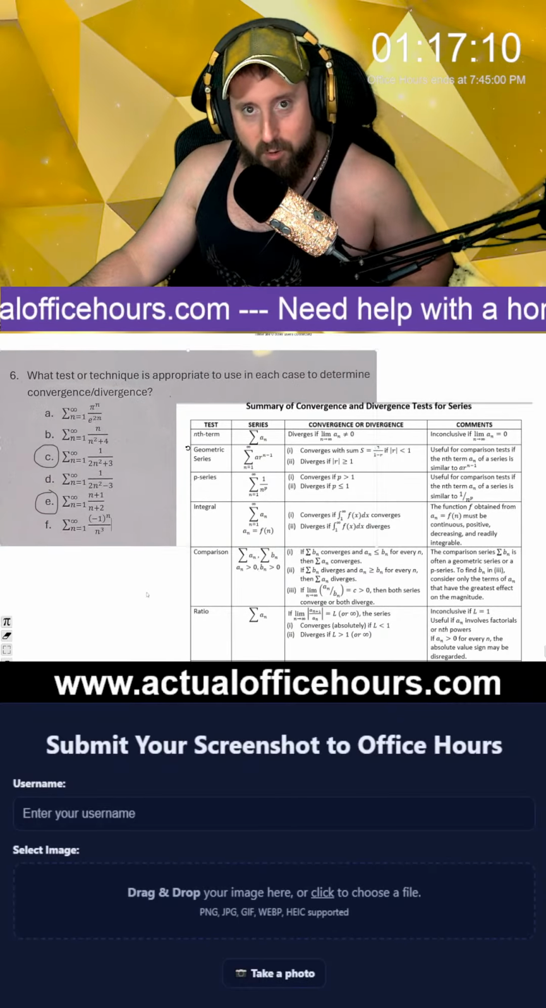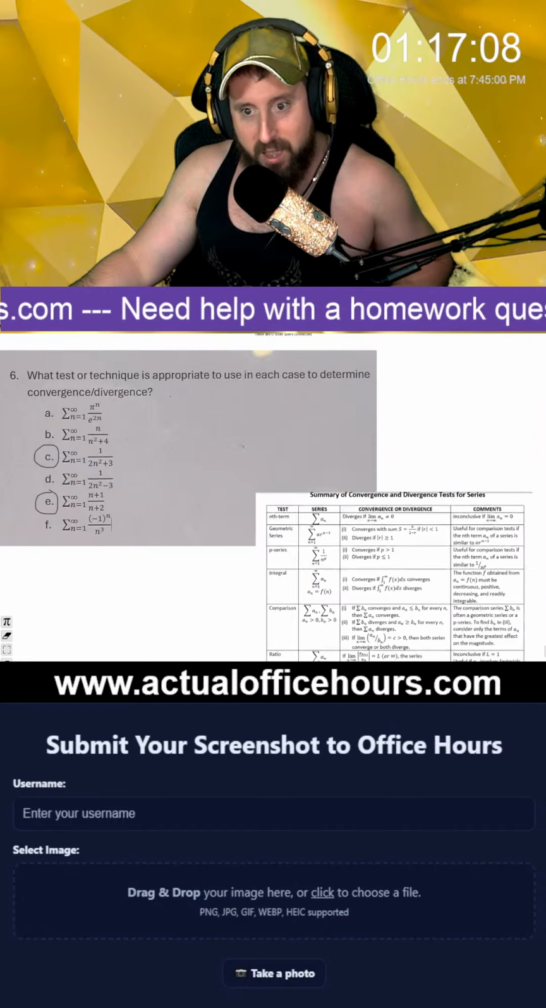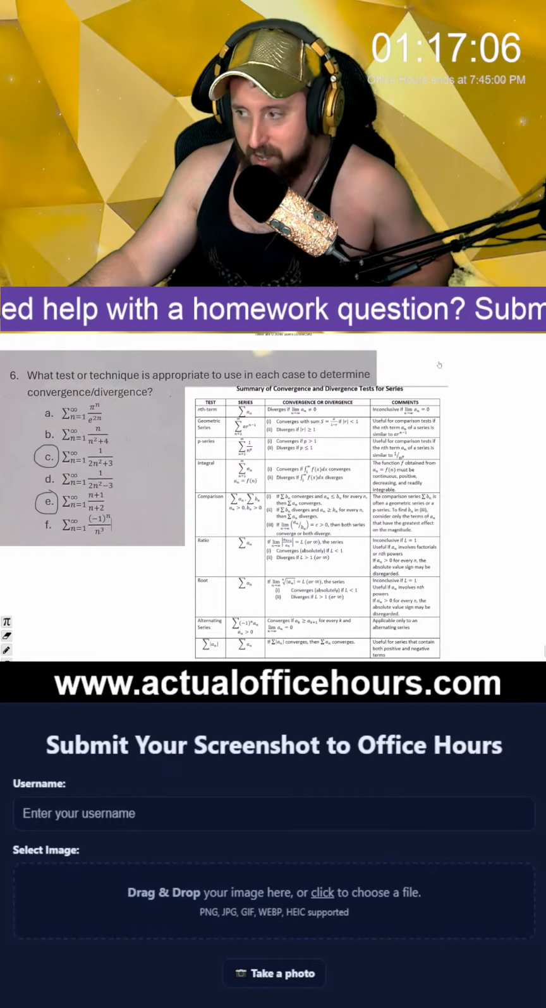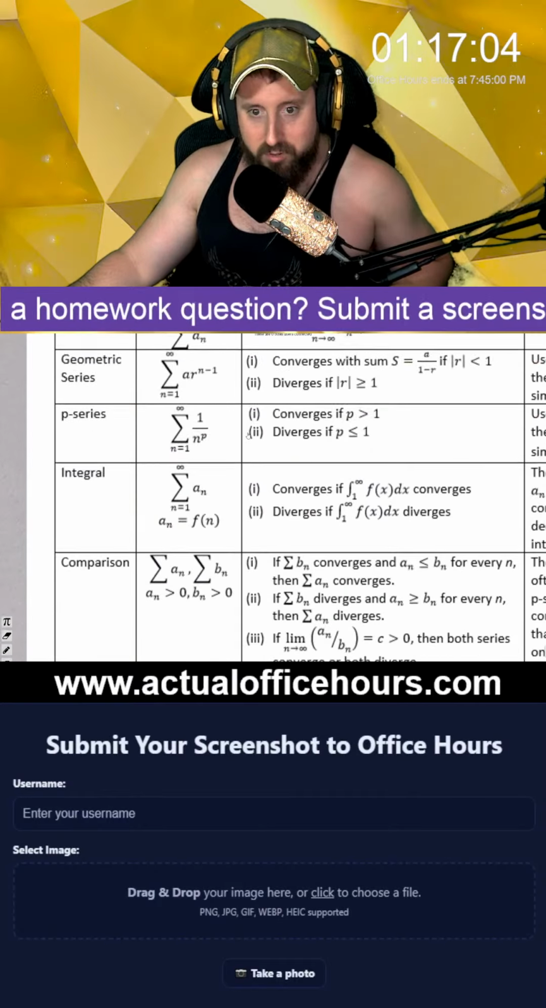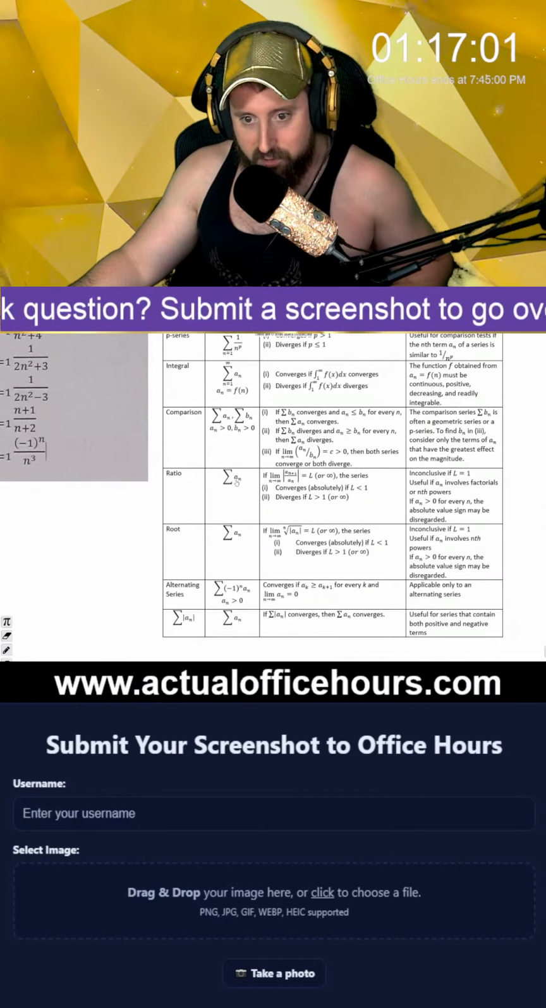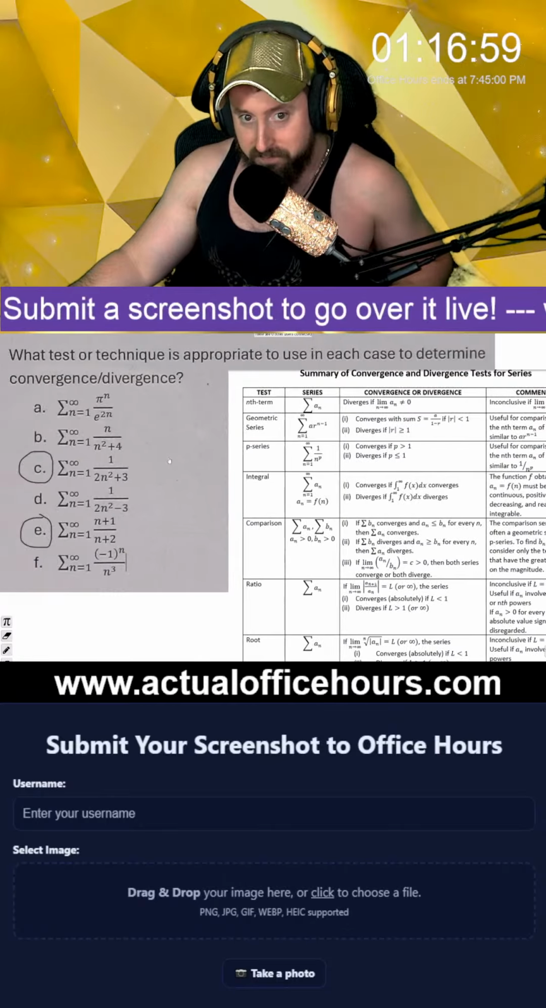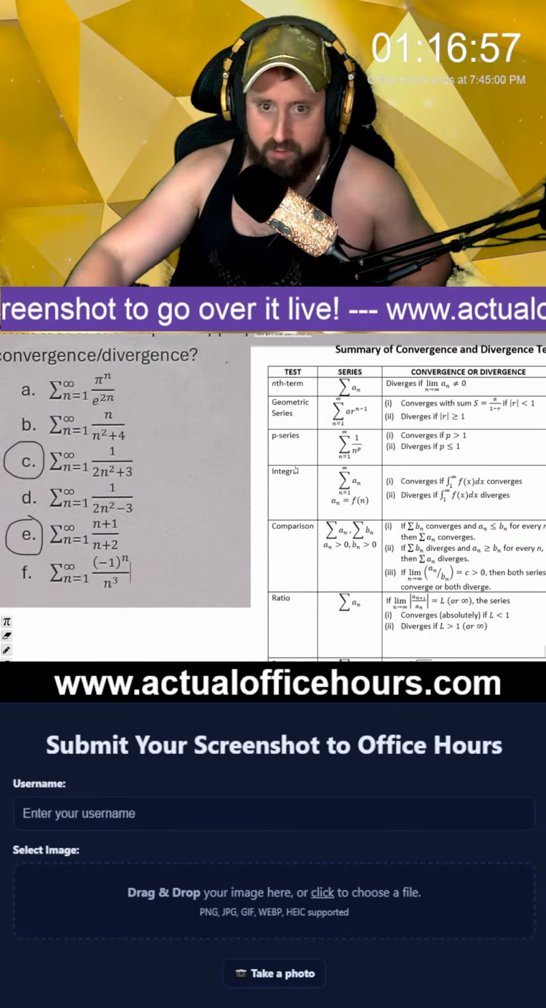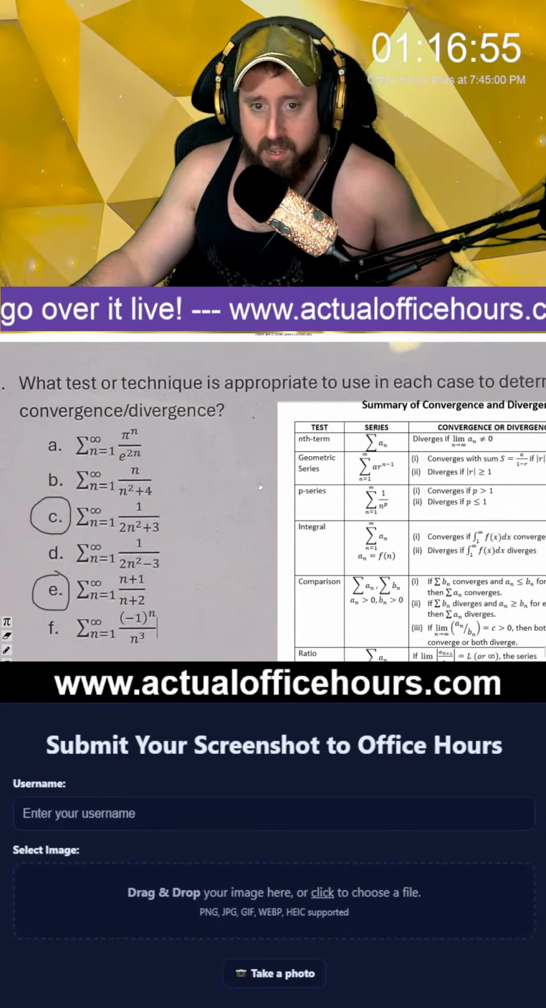There's always real life applications to everything, dude. Okay, anyways. This is a great cheat sheet here, because it tells you like, hey, if the series looks like this, try to do something else, or try to do one of these tests. So I can submit a screenshot.